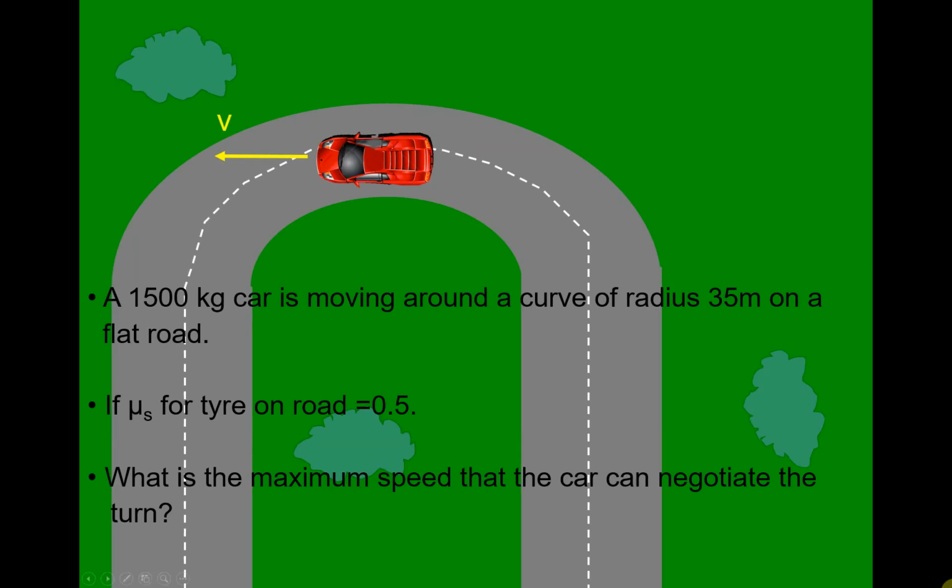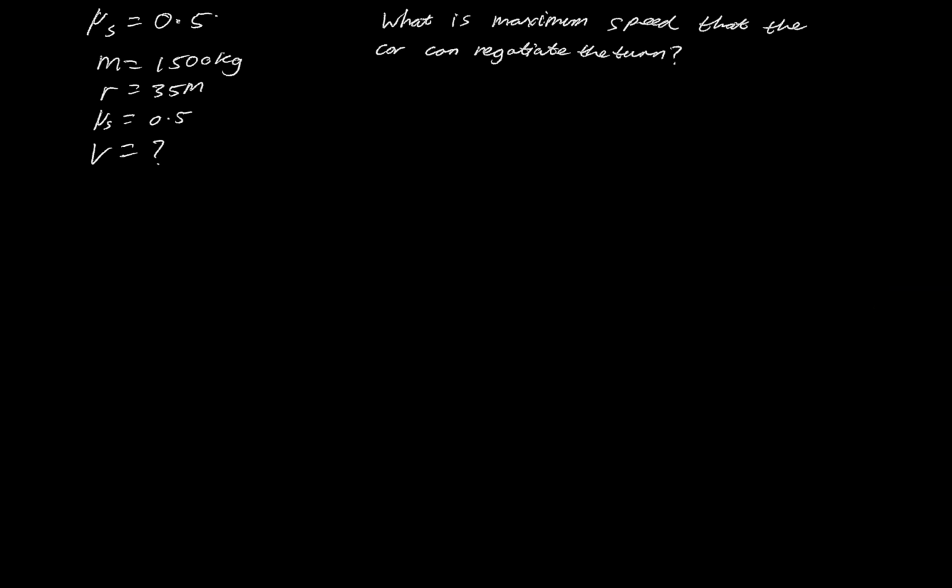So very similar to the ball problem we saw, but now there's no tether. So we want to find out what force balances the centripetal force. What do we know? Mu is 0.5, m is 1500, r is 35, so quite a lot. And what's the velocity? That's what we want to know.